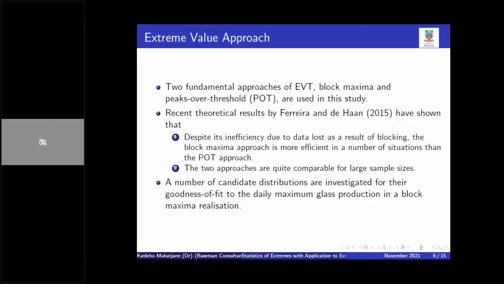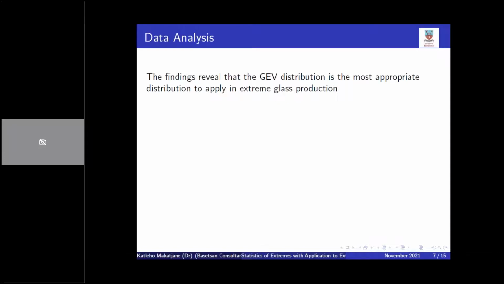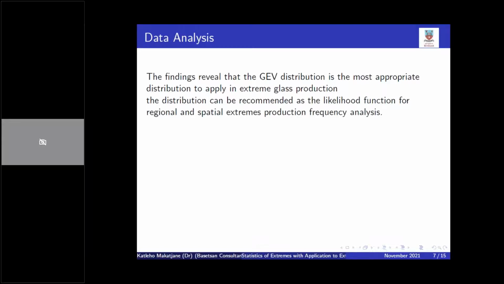A number of candidate distributions are investigated for their goodness of fit to daily maximum glass production in realization of maxima in this study. And then for data analysis, the findings reveal that the generalized extreme value distribution is the most appropriate distribution to apply in extreme glass production. And then the distribution can be recommended as a likelihood function for the regional and spatial extremes production frequency analysis.